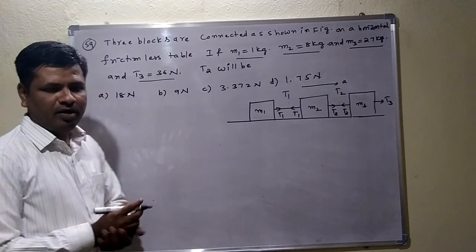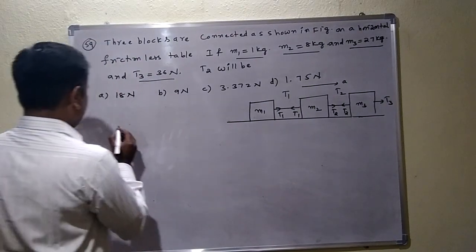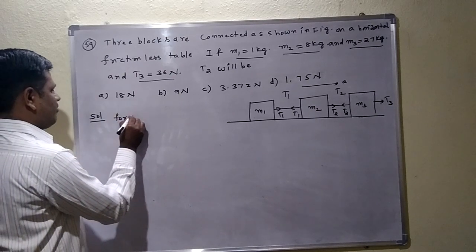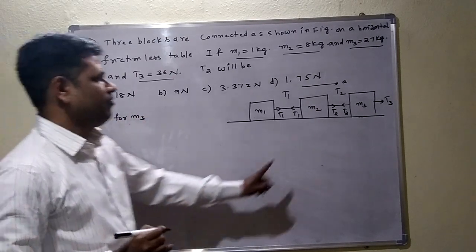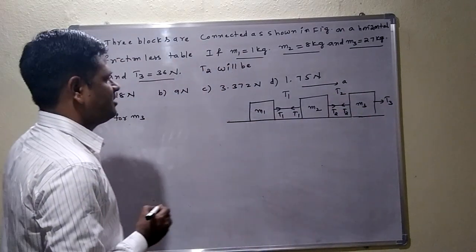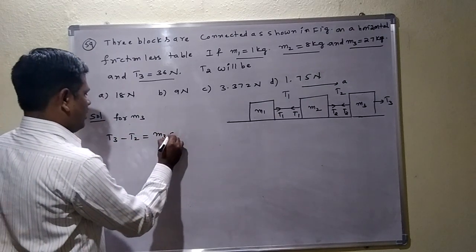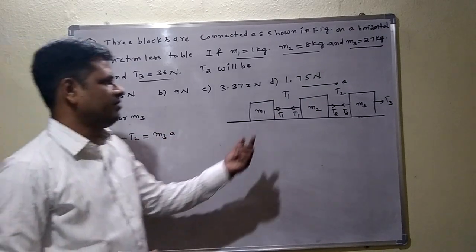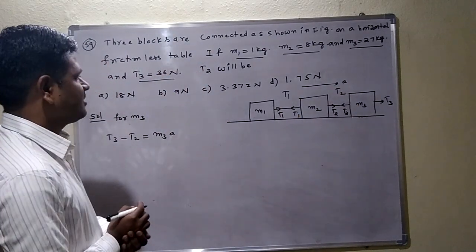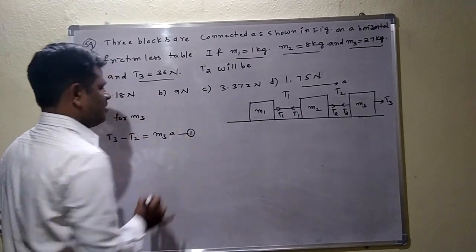So first, the free body diagram for the M3 mass. For M3, see the forces here: T3 and T2. T3 is larger because acceleration is acting in this direction. So T3 minus T2 is equal to M3A. Net force is equal to mass into acceleration, M3A. This is equation number 1.